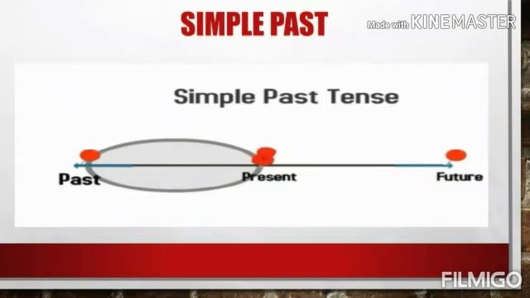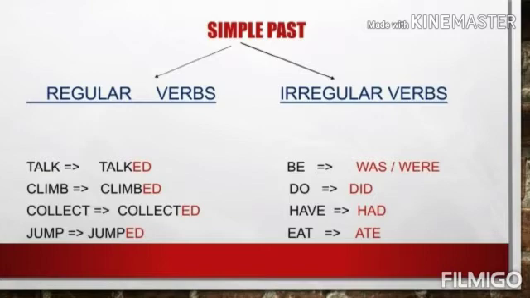So there are three types of tense. We have simple past, simple present, and simple future. But our lesson is simple past. So we use simple past to describe an action or an event or a situation made in past. It means it's finished in past.